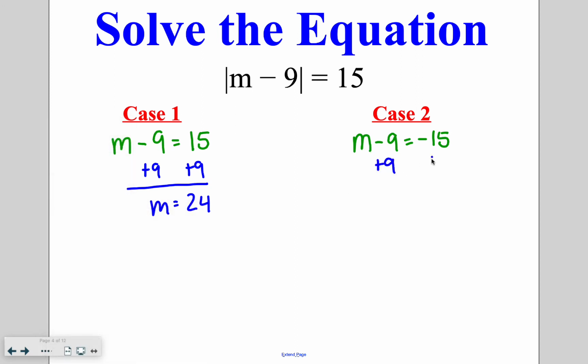Again, I'm going to do that by adding 9 on both sides, and I end up with my answer of m is equal to negative 6. If I plug negative 6 back into the equation, negative 6 minus 9 is negative 15. The absolute value of negative 15 is 15.